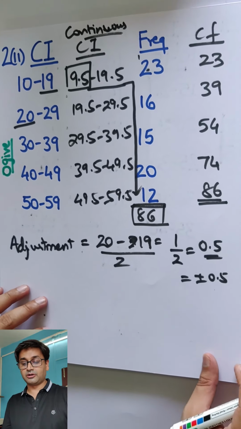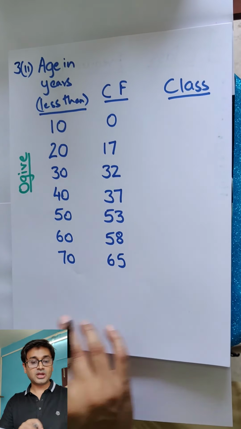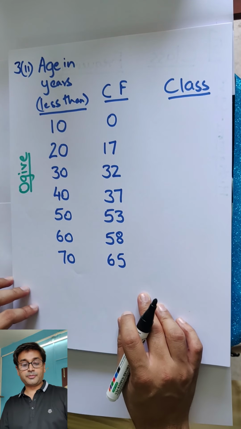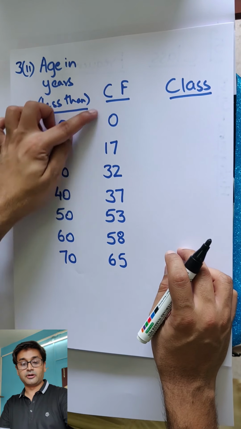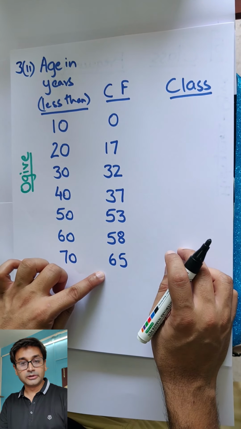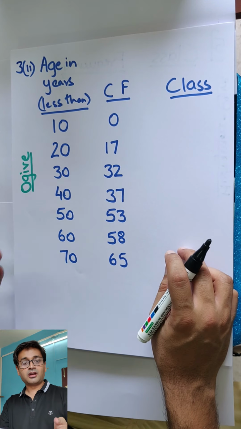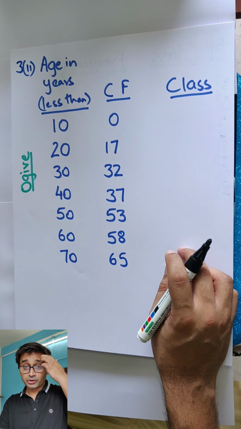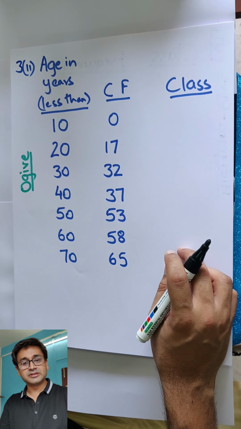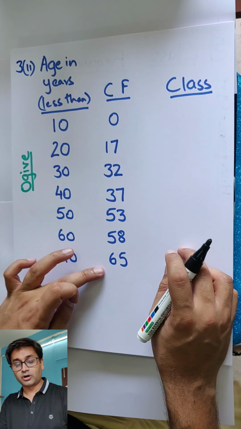I want everyone to now try sum number 3 part 2. 3 part 2 again ogive, and they have given you the data in a different way. They have already given you the cumulative frequencies readymade. Lucky, isn't it? You don't have to add. There is no chance of going wrong. Do I need to find the frequencies? Obviously not, because I'm going to plot this only.